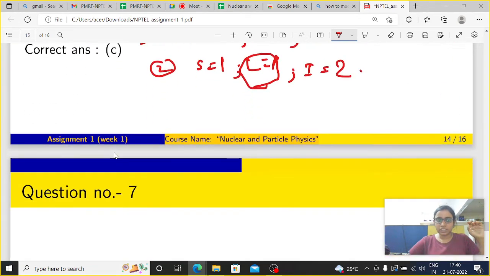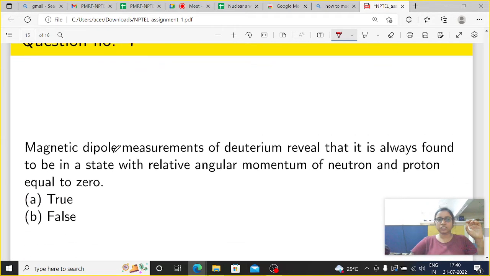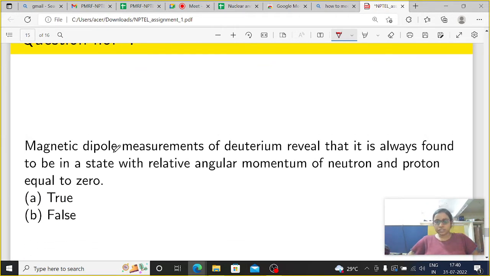So this is question number 6. And now coming to question number 7. Question number 7 is a one-mark question, a true or false question. The question is: magnetic dipole measurements of deuterium reveal that it is always found to be in a state with relative angular momentum of neutron and proton equal to 0. It's a statement and we have to say whether it is true or false. If true, we click the A option, and if false, we click the B option.